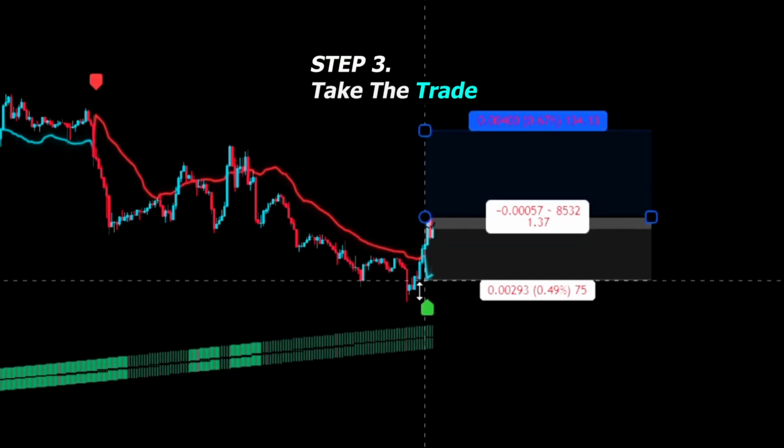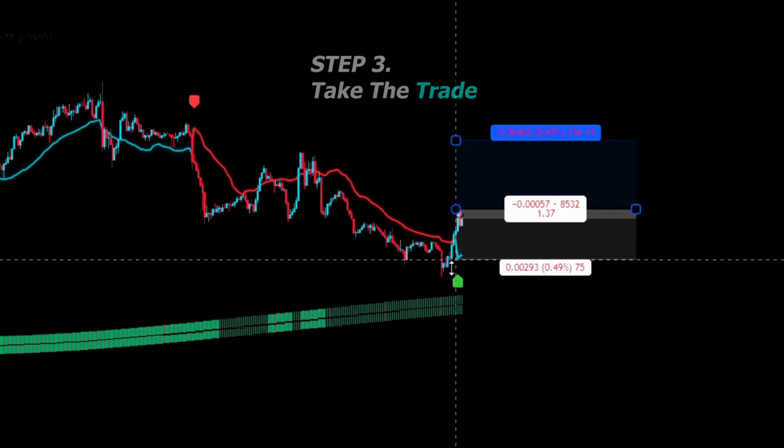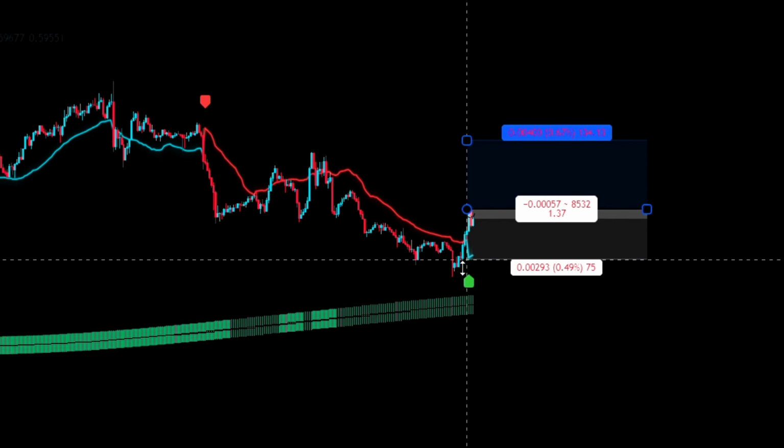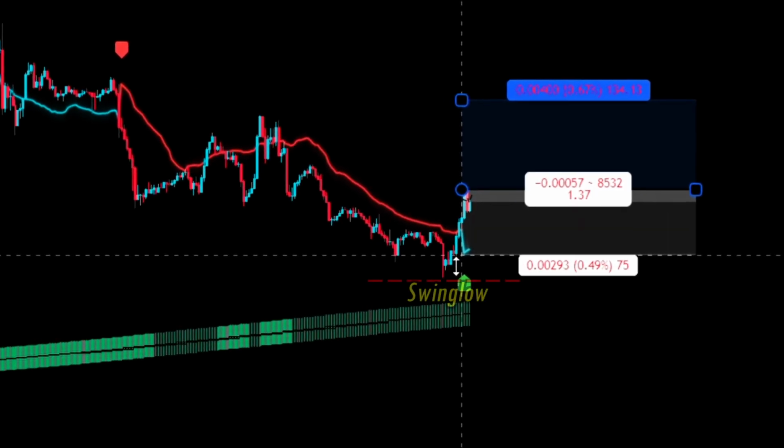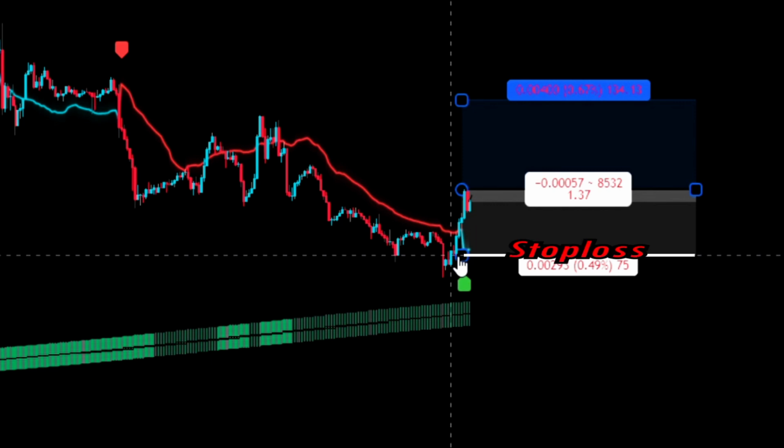Now for our stop loss, there's going to be two stop loss variants that you can choose from. There's going to be an aggressive stop loss and a conservative. Now the conservative stop loss will be directly underneath the swing low, and the aggressive stop loss will be directly below the RMI Trend Sniper line. And for this scenario, I'm going to be using this directly below the RMI Trend Sniper.